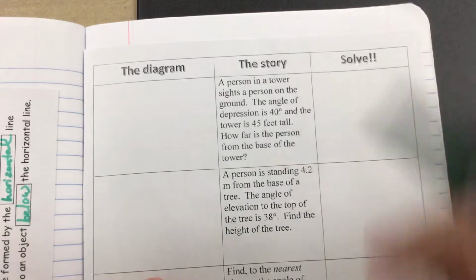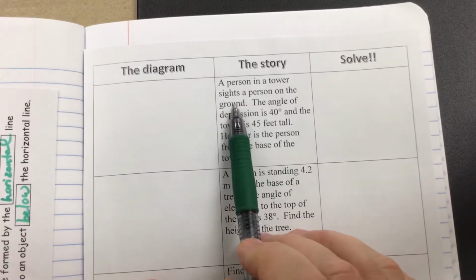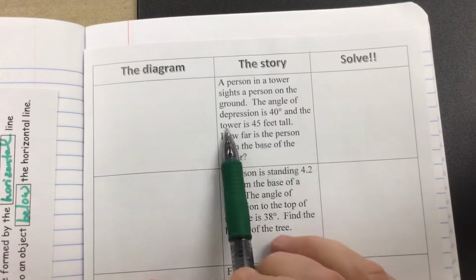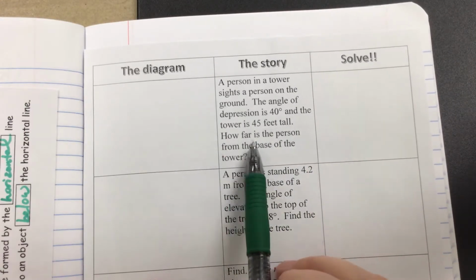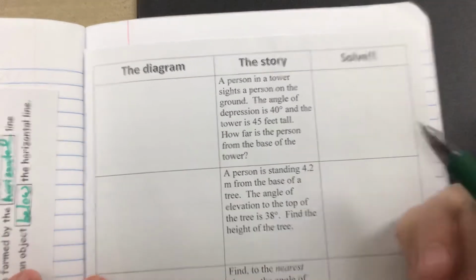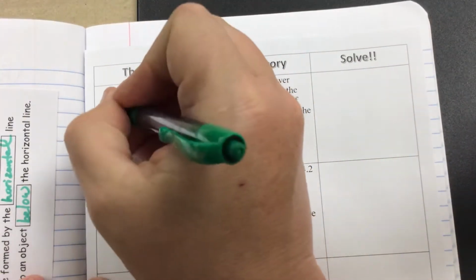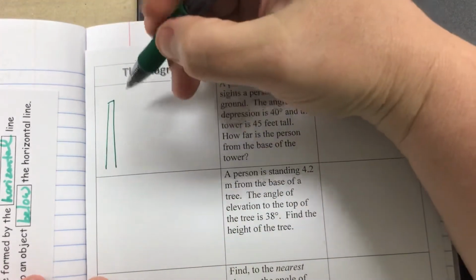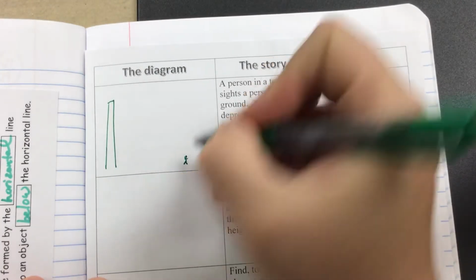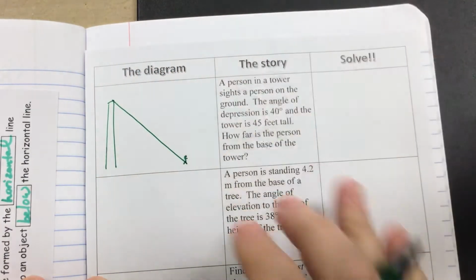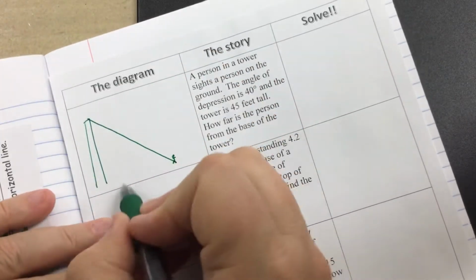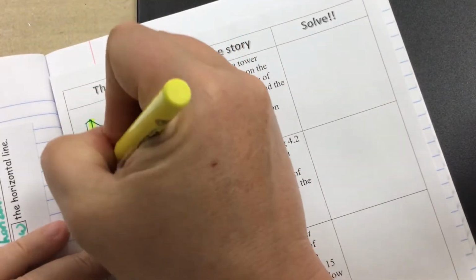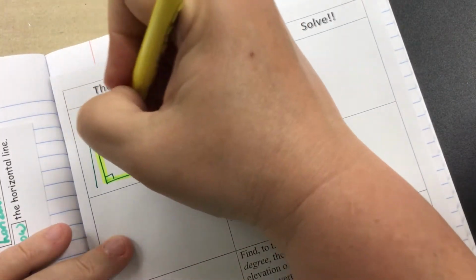In the first case, the story says a person in a tower sights a person on the ground. The angle of depression is 40 degrees and the tower is 45 feet tall. How far is the person from the base of the tower? So we're going to draw a picture. Here's my tower, and here's my person on the ground. My right triangle is going to be here. If we need to highlight it, we can. This is the right triangle in the picture.